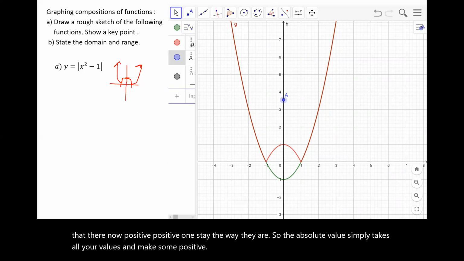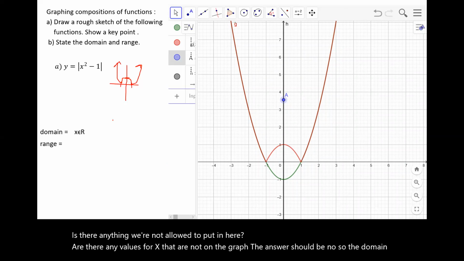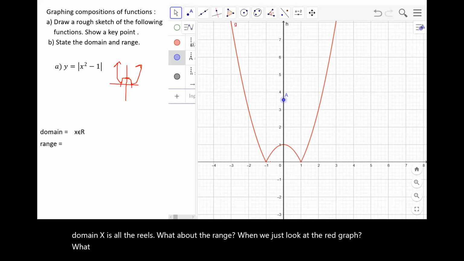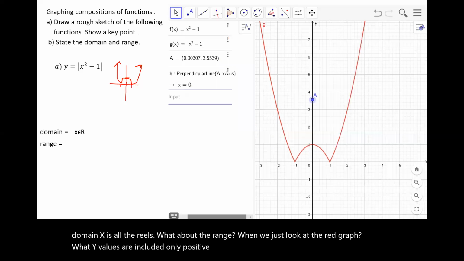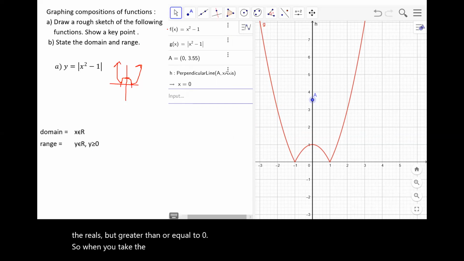Let's look at domain and range. Any restrictions on domain? Is there anything we're not allowed to put in here? Are there any values for x that are not on the graph? The answer should be no. So the domain, x is all the reals. What about the range? When we just look at the red graph, what y values are included? Only positive ones. So the range is going to be y is a member of the reals, but greater than or equal to 0. So when you take the absolute value, you take your original graphs, take all the positives, leave them positive, all the negatives become positive.